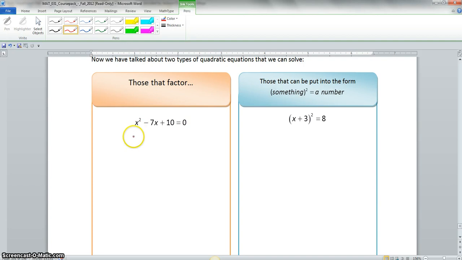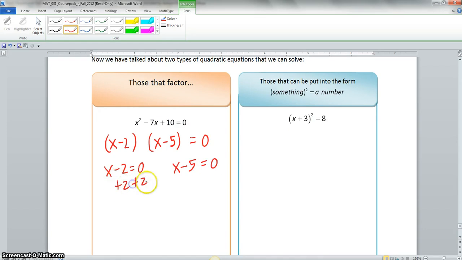Now we went over factoring plenty of times. So we know here that our parentheses will be x minus 2 and x minus 5. Now we would set both of these parentheses equal to 0. And we would solve. We would add 2 to both sides here, and we have x is 2. We would add 5 to both sides here, and we have x is 5.